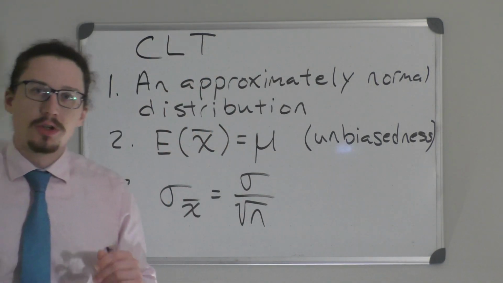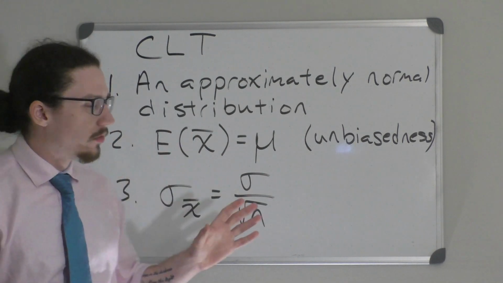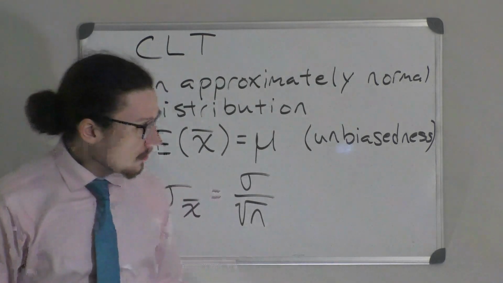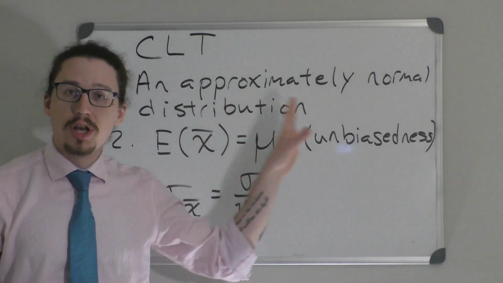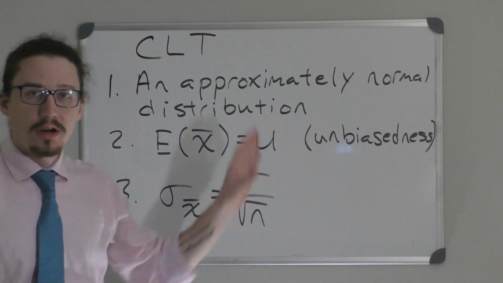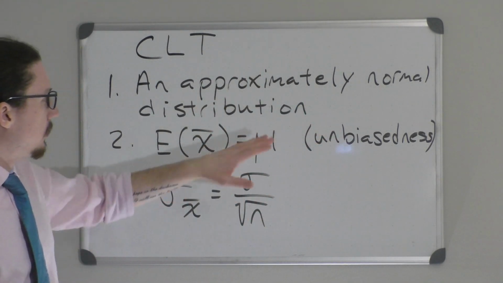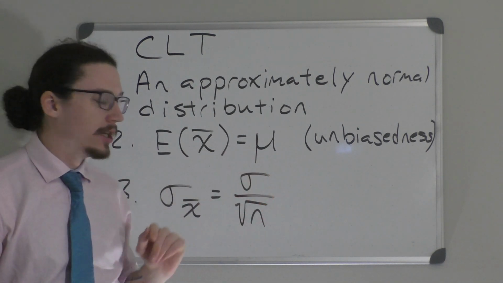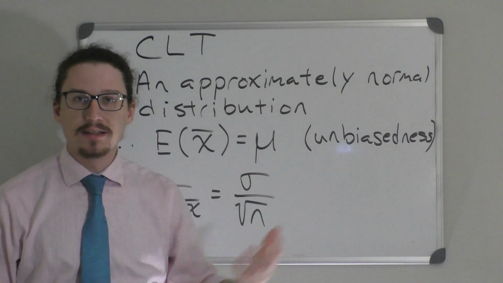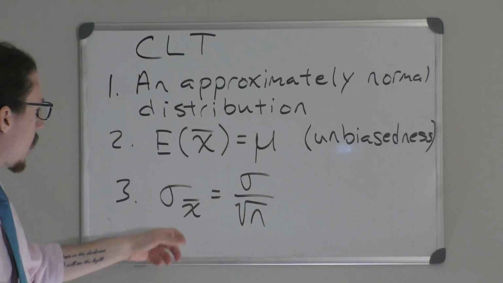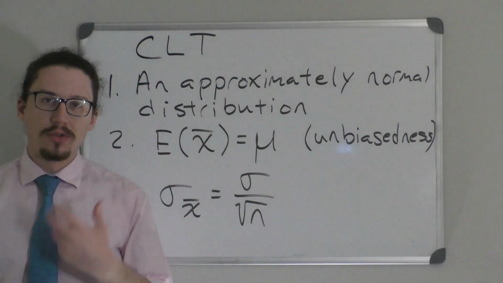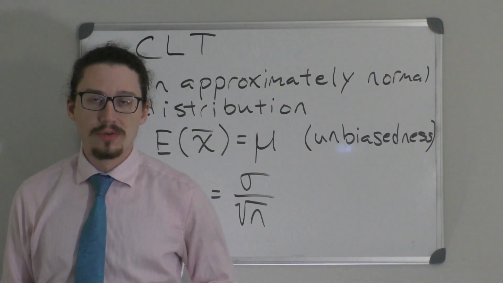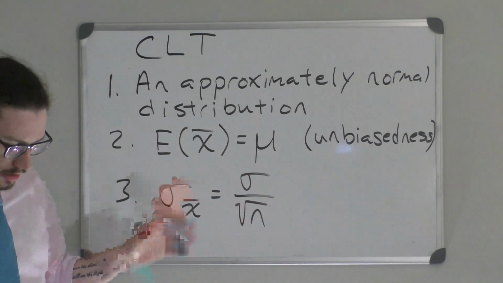So just as a reminder, the central limit theorem states that if our sample size is greater than or equal to 30, then the distribution of the sample mean has these properties, right? It's approximately normal, the distribution is approximately normal, the expected value of x bar equals mu, right? So that's our unbiasedness property, and then the standard error for the sample mean can be calculated using sigma divided by the square root of n.